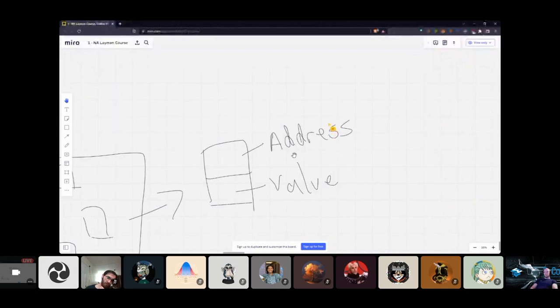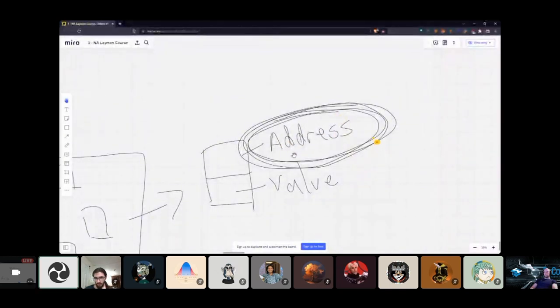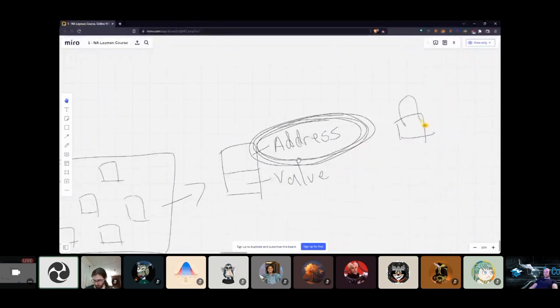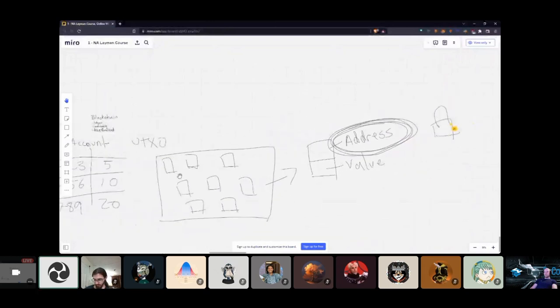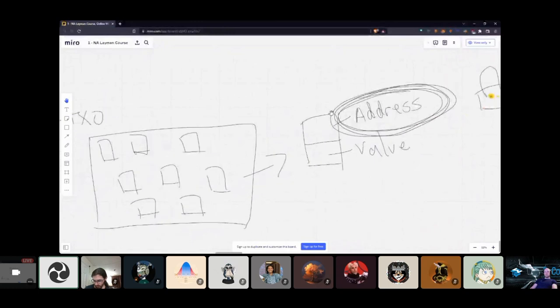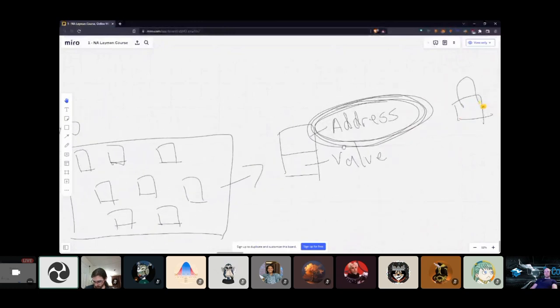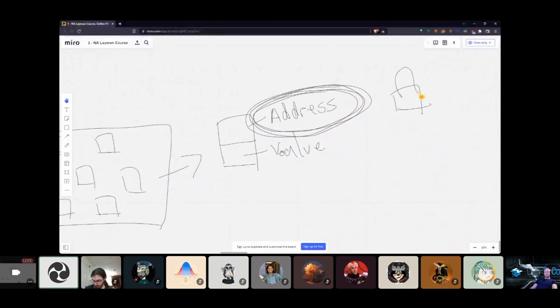This piece of information about a box or a eUTxO, you can also think of it as a lock. So you have a box that has a lock in it, and in order to be able to unlock it or access its content, you have to have the right key. In this case, a key would be a private key. So in an eUTxO chain, a box might be as simple as this: it has an address associated with it and a value as well.